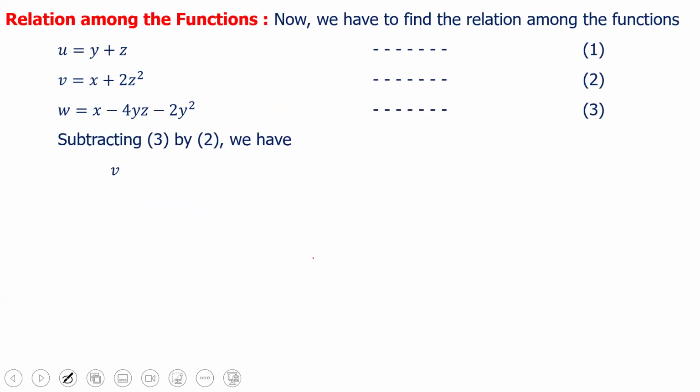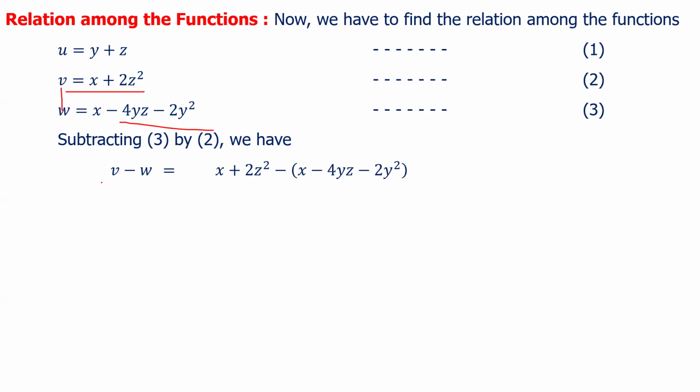So now let us subtract 3 from 2. This equation 3 can be subtracted from equation number 2. So v minus w is x plus 2z square minus of x minus 4yz minus 2y square. And just look here, this x and this minus x will cancel. We have 2z square, and this minus minus will become plus, and this will also become plus. 2z square plus 4yz plus 2y square.